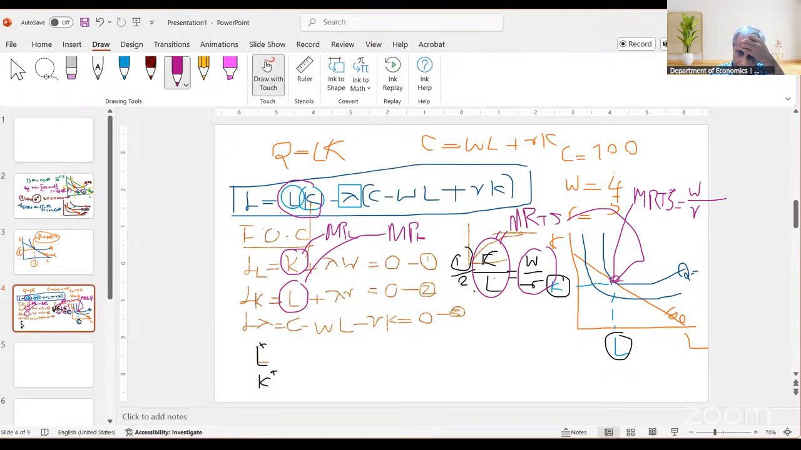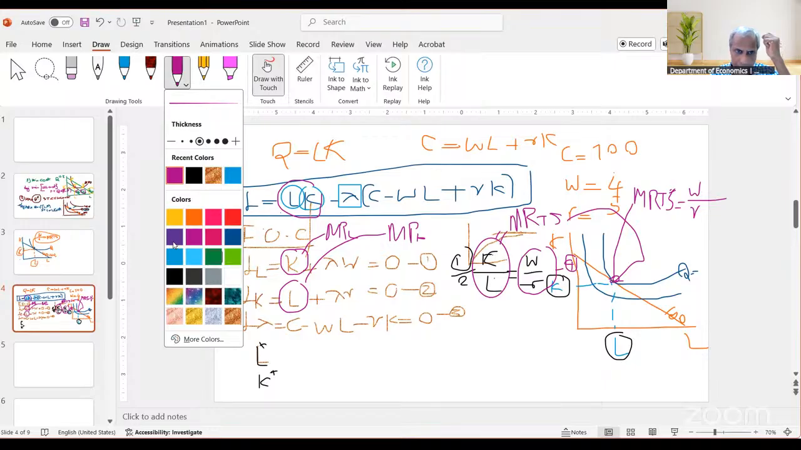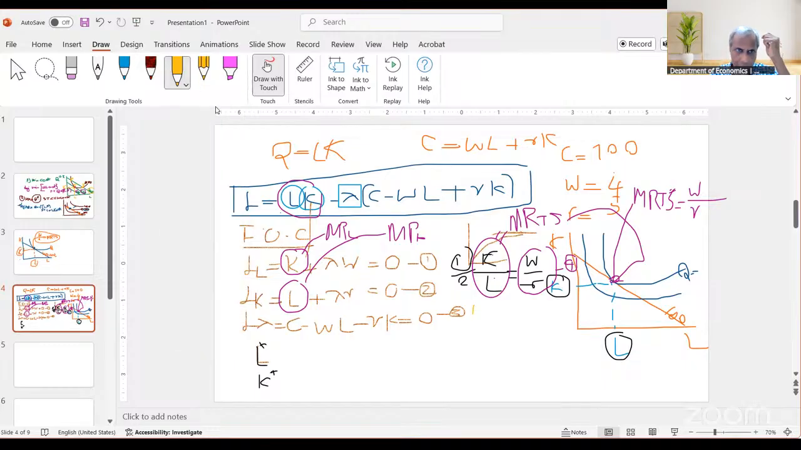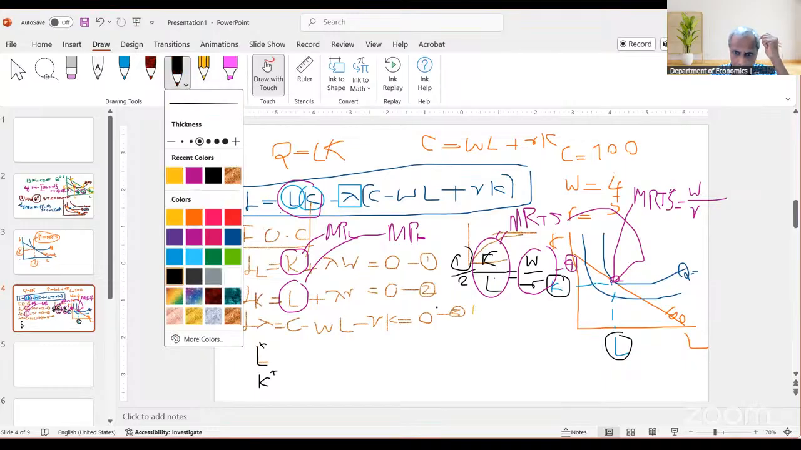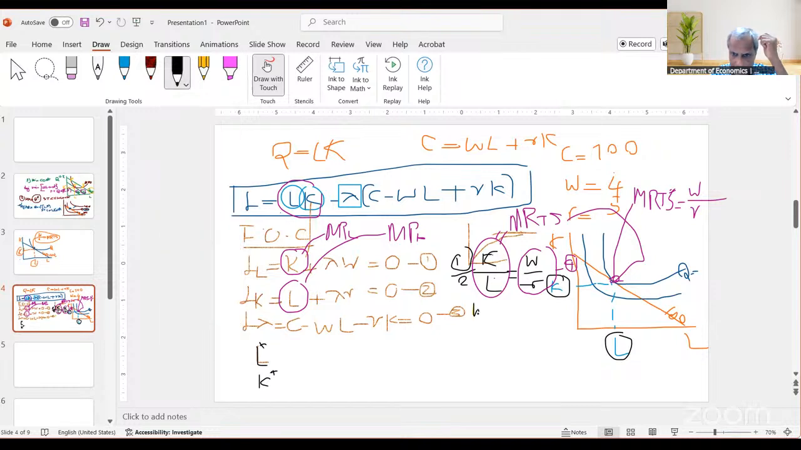Now from here, rearrange this equation number 4. Rearranging equation number 4, we can rewrite it as WL equal RK. Now I name this as equation number 5.